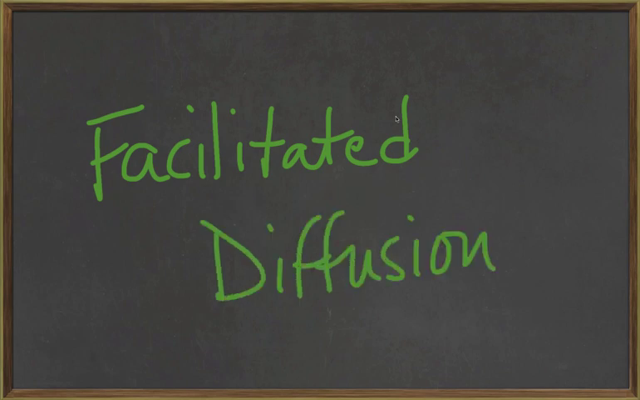Since I've got diffusion in here, you already know the gist of what's going to happen, but facilitated means I have to have a little bit of extra help. So this is a very unique type of diffusion. Just like osmosis is the diffusion of water across a membrane, this is another very specific type of diffusion.